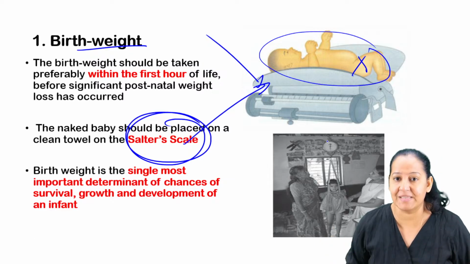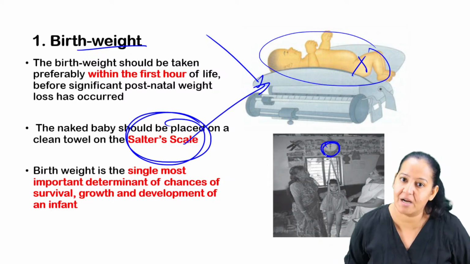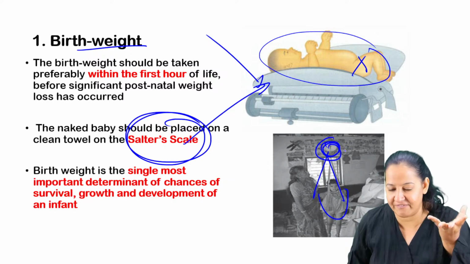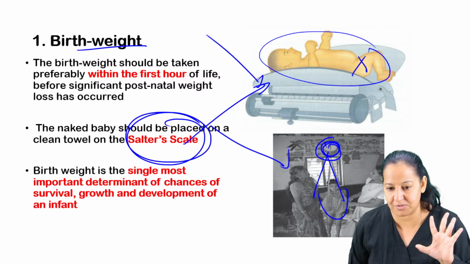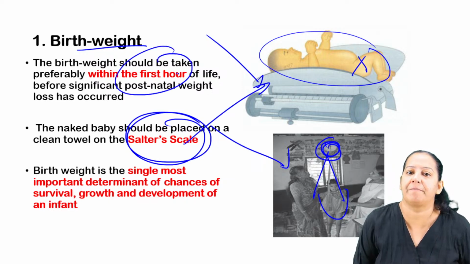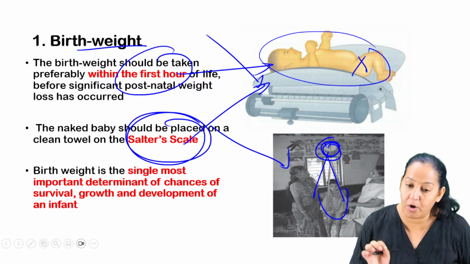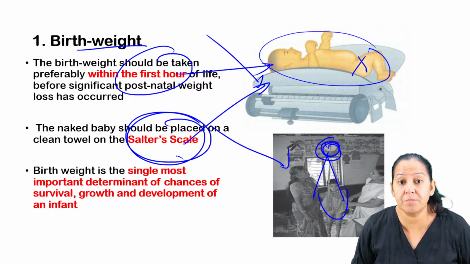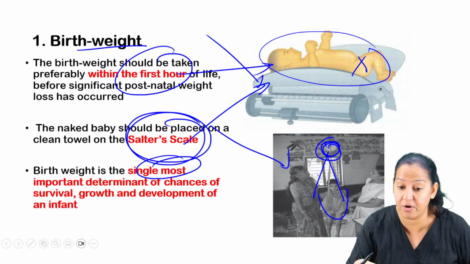For big babies, the same Salter scale is like that. It's like a jhula. We put the baby in that, and here there is a scale that will measure the weight. So this is also a Salter scale. This is also a Salter scale. You can see. The birth weight should be measured within the first hour. As soon as the newborn is born, within the first hour we measure the weight. It is known as birth weight. Birth weight is the most important criterion to decide the survival of the newborn.